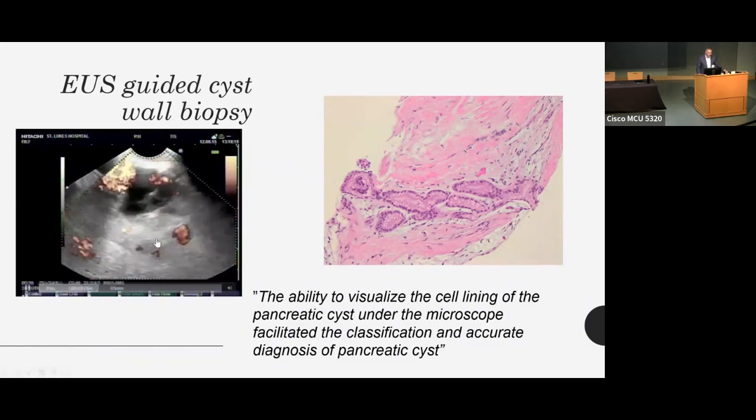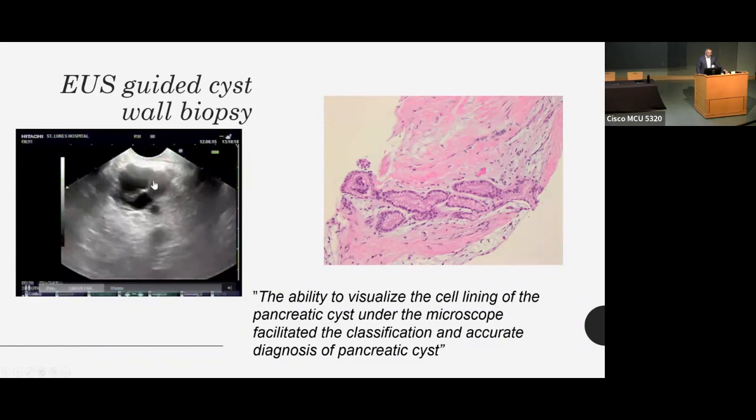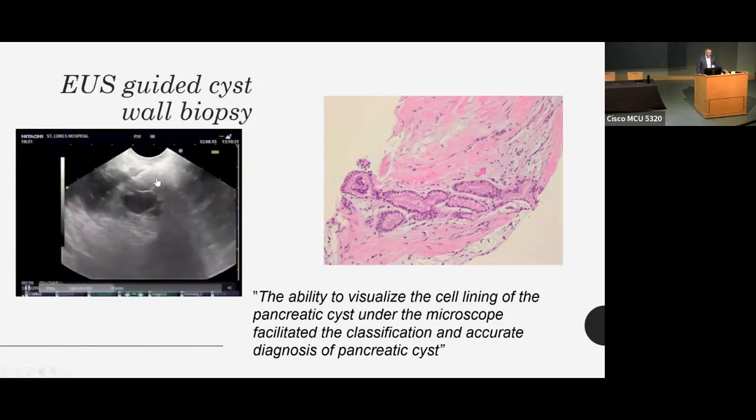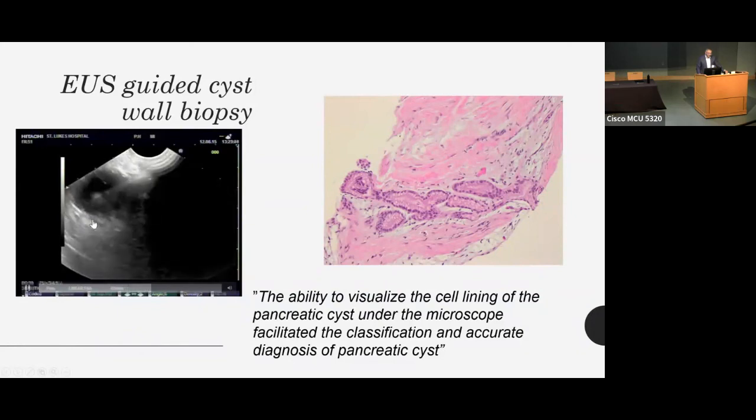So then you would like, in addition to getting the liquid and sending it for DNA analysis and others, to also obtain a sample. Here we're showing how this microforceps works. You put this microforceps through a 19 gauge needle, you get very close to the wall, and you will obtain the biopsy, and you should see it coming closer to you when you're doing it.